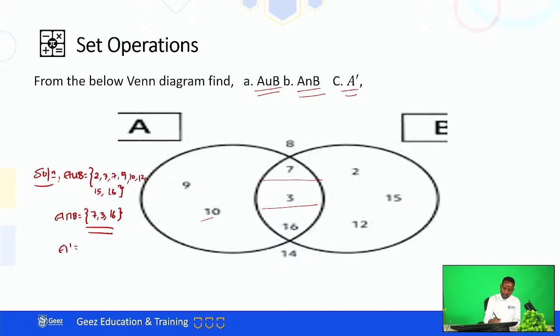A complement: the elements of the universal set that belong to the universal set but not to A, that is, without A. Outside A we have 2, 15, 12, 14 and 8. So we write them like 2, then 8, then 12, then 14, then 15.